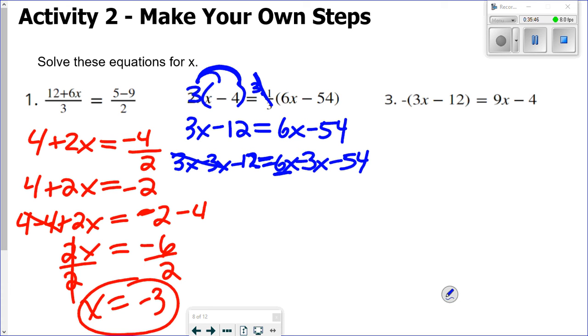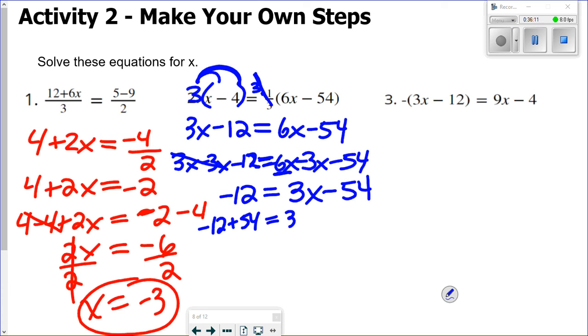So from this point, we're still going to subtract 3x from both sides. On the left, I have my 0 pair. On the right, 6x minus 3x is not negative 9x. It is 3x minus 54. At this point, again, we're going to add 54 to both sides. We get our 0 pair on the right. On the left, negative 12 plus 54 is 42 equals 3x.